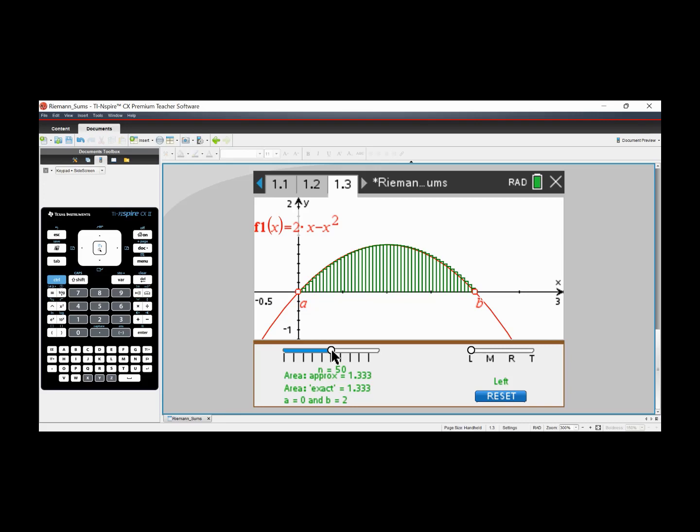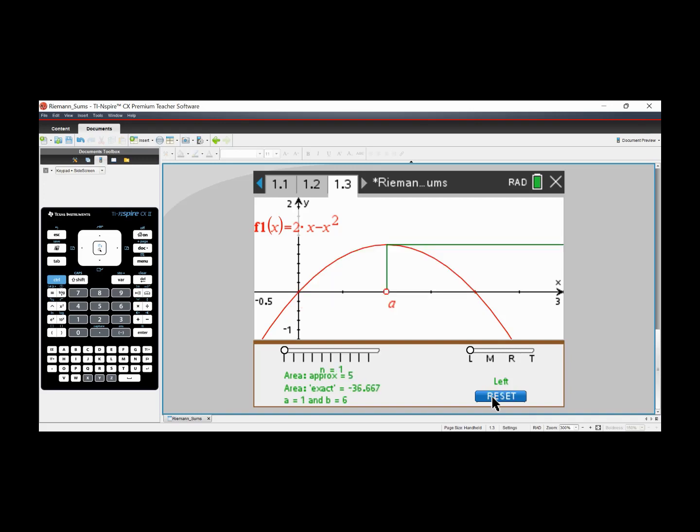Now let's make our n 100. And we get 1.333. The RRAM is 1.333. The MRAM is 1.333, and the trapezoid is 1.333. But in all 4 cases, notice there's very little overhang or shortage. It's much closer to the actual area, okay? So this is how we use it.